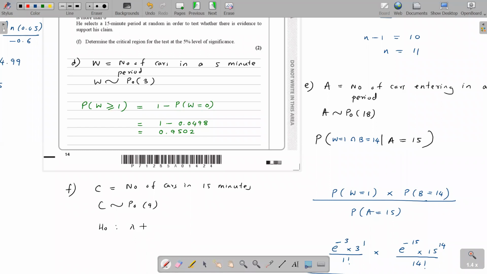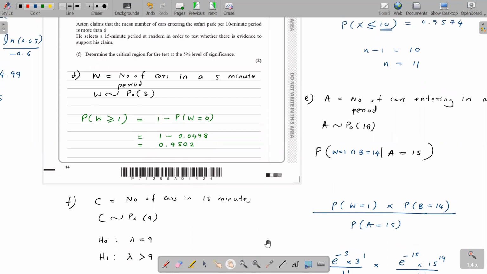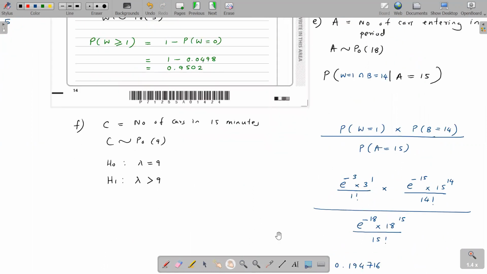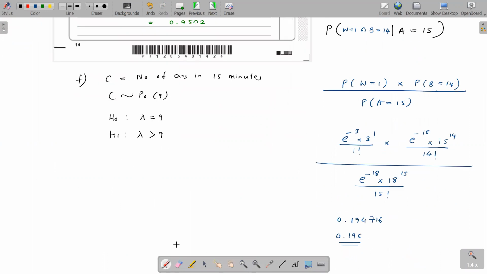They haven't asked you to write the hypothesis actually, so you don't need to, but you can have an idea of what's going on. H1 is lambda greater than 9, because his idea is that the lambda value is more than what's stated. Then you are asked to determine the critical region for the test at 5% level of significance. For the 15-minute period with lambda value of 9, they want you to find the critical region. Lambda value greater than 9 means you have to check the right tail, the one-tail test.